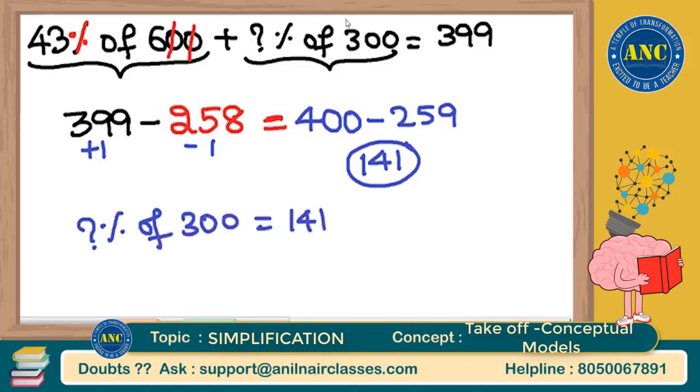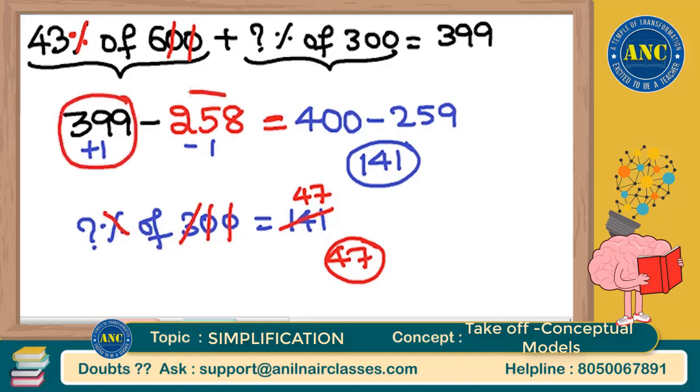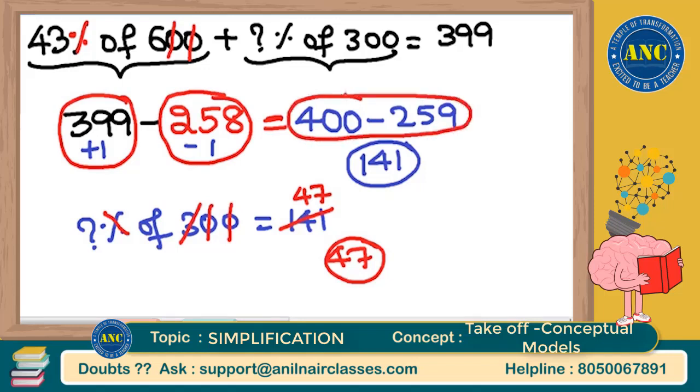Left hand side is question mark percentage of 300 is equal to 141. Can I say that? Again, percentage will cancel out with 2 zeros. 3 into 47 is 141. Question mark is 47. This is something which I want to teach you in almost all the problems. Make it a fancy number so that you are reducing the complexity of simplification. Answer for this question is 47.